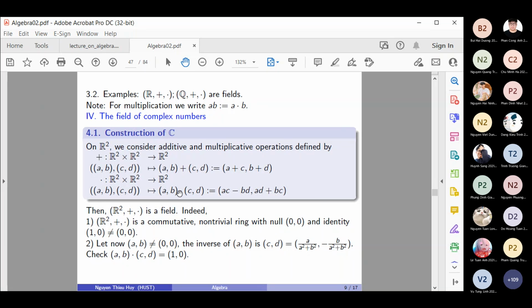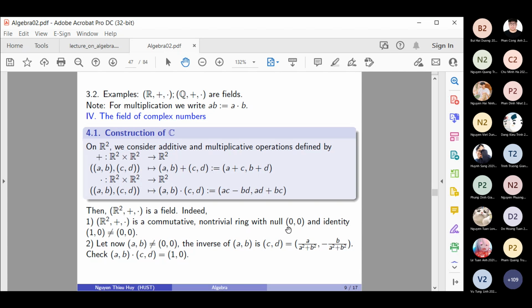Actually, the multiplication is also commutative, so you have a commutative ring. Non-trivial means it has infinitely many elements, because trivial means that it has only one element. Here R square has infinitely many elements, so it's non-trivial.